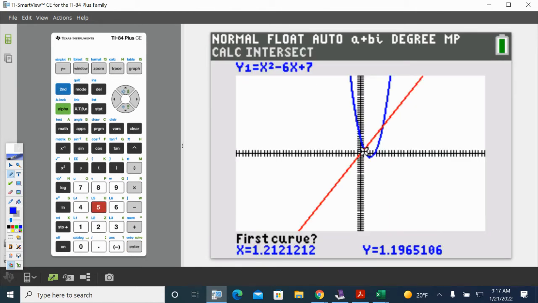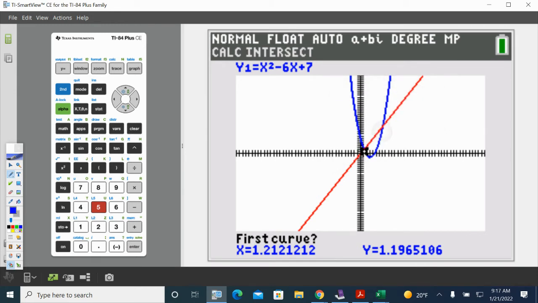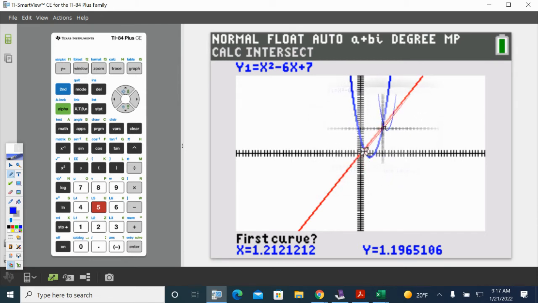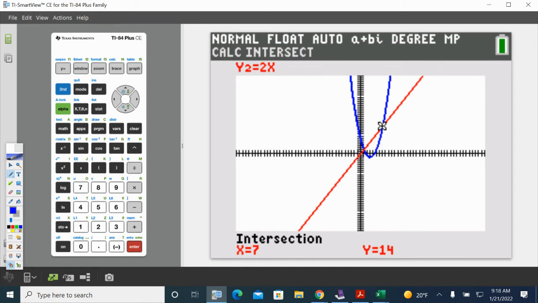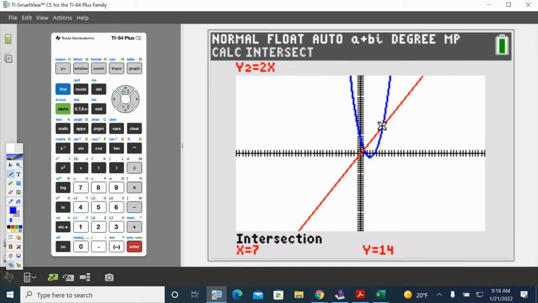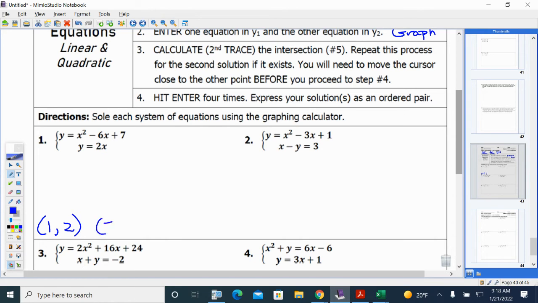Now, in the notes, it says that you have to move the cursor closer to the other point of intersection. So if I want to know what this intersecting point is, my cursor needs to be close to that. So I'm going to move my cursor to the right so that I get close. And y'all, it just has to be close. It doesn't have to be on it. Enter, enter, enter. My other intersecting point is at 7, 14. So the other answer is 7, 14.